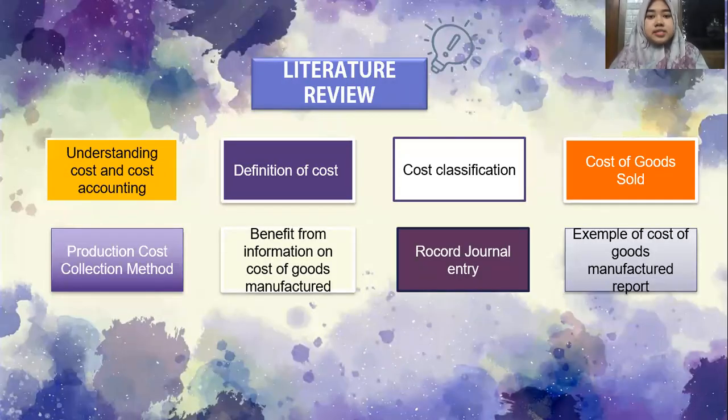And the next chapter is literature review. In this chapter, we will discuss understanding cost and cost accounting, definition of cost, cost classification, cost of goods sold, production cost collection method, benefit from information on cost of goods manufactured, record journal entry, and example of cost of goods manufactured report.